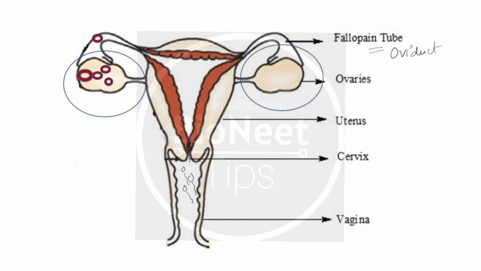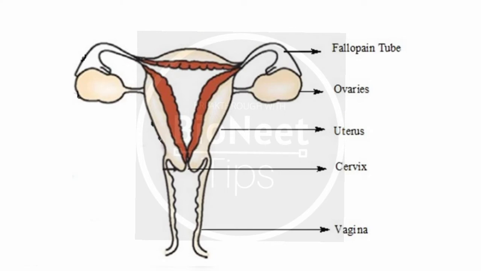Now whenever there is entry of the sperms which comes through the vagina, it moves towards the cervix and then towards the uterus. You can see that the sperms go and fuse with the female gamete at the fallopian tube. So this is the place where the fusion of the male and the female gamete takes place, and it leads to the formation of a zygote.